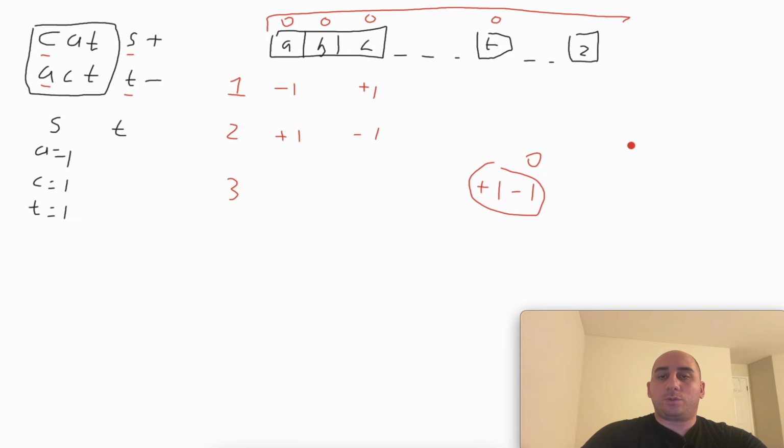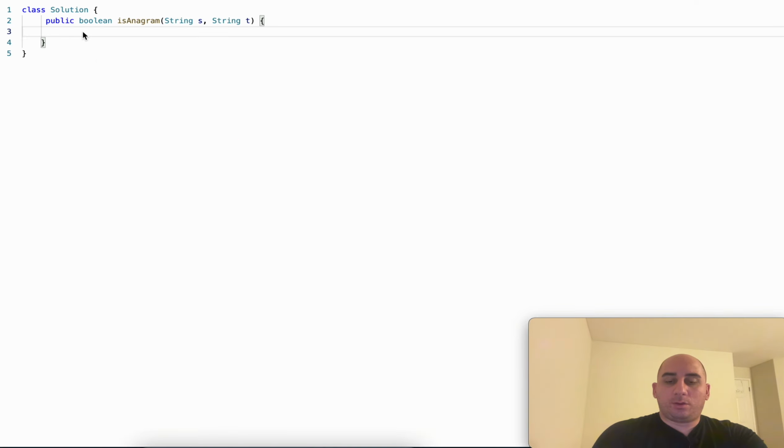That's our approach. Let's put the algorithm that we have explained here into code. First, we need to create an array of integers. Let's call it letters, with the size 26 to store each letter of the alphabet.